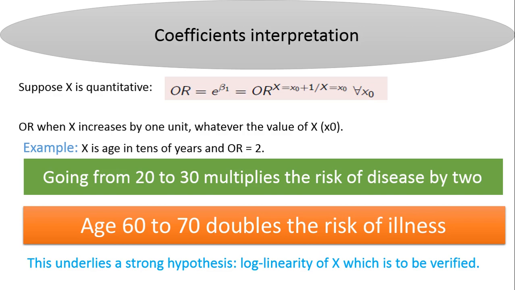So going from 20 to 30 multiplies the risk of disease by 2, or going from age 16 to 17 doubles the risk of illness. And this underlies the strong hypothesis of log linearity of each variable x, which has to be verified.